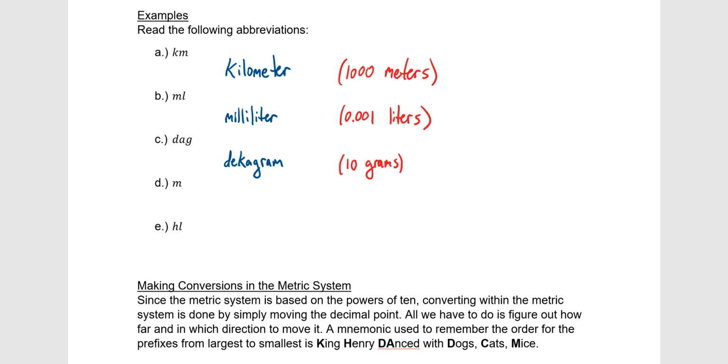Then we have an M, just M, nothing else, so this is obviously meter. And lastly, we have HL, H being the prefix hecto, and L being the basic unit liter. So this is a hectoliter, and that will be 100 liters.